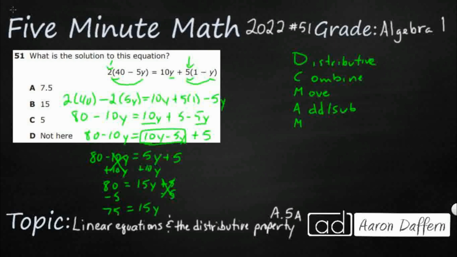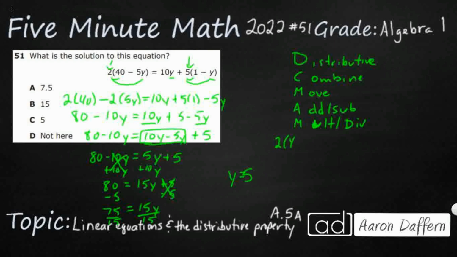15y equals 75. Now I just need to get rid of that coefficient. So I'm going to multiply or divide, depending on what we want to do. Most of the times you end up dividing. So I'm going to divide both sides by 15. Right? And so y looks like it's going to equal 5. Now, how can I know that for sure? Well, let's plug it back in.